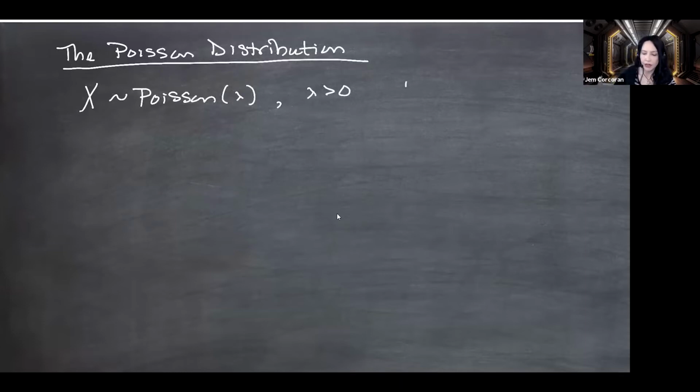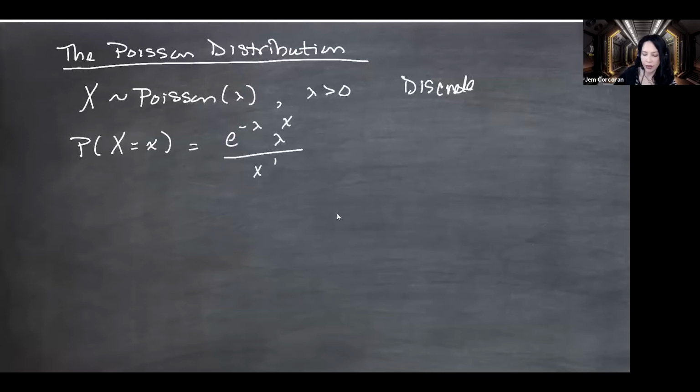So the Poisson distribution is a discrete distribution. The probability mass function, or the probability that x equals some little x, is e to the minus lambda, lambda to the x over x factorial. And this holds for x equals 0, 1, 2 on up, and it's going to be 0 otherwise.